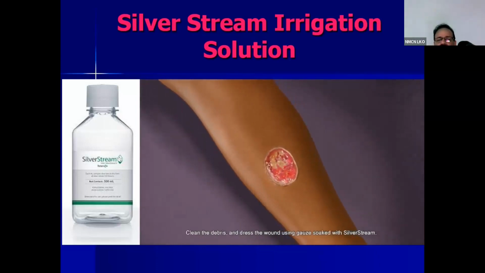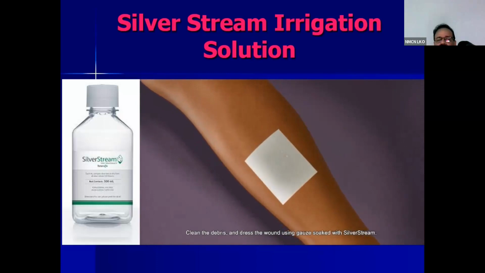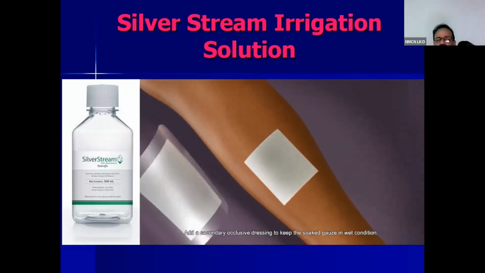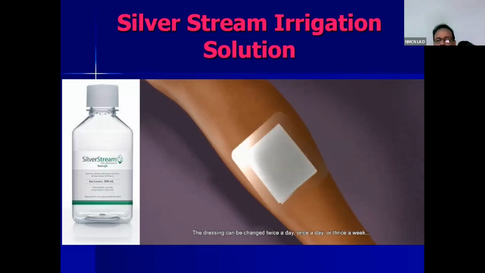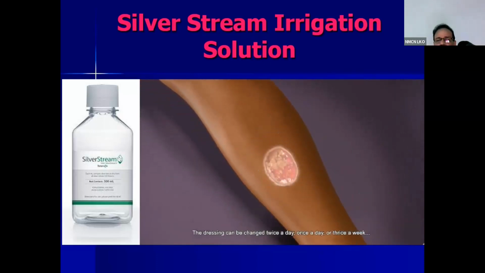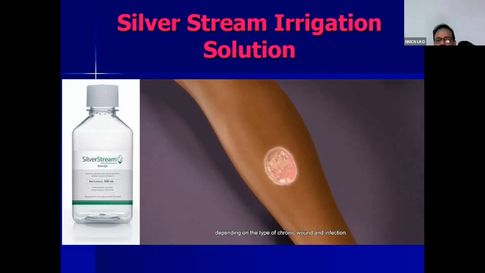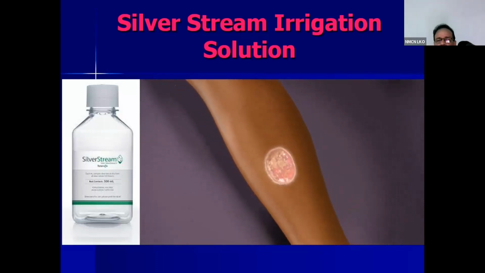Clean the debris and dress the wound using gauze soaked with Silverstream. Add a secondary occlusive dressing to keep the soaked gauze in wet condition. The dressing can be changed twice a day, once a day, or thrice a week, depending on the type of chronic wound and infection.